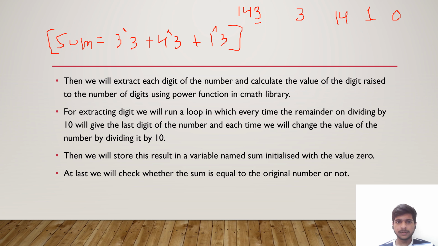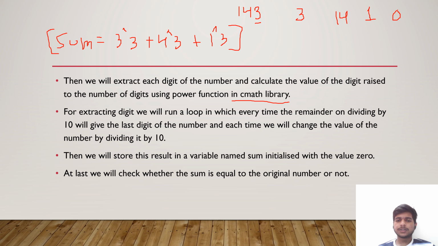So like this way. Then we will extract each digit of the number and calculate the value of the digit raised to the number of digits using the power function, which is included in the CMath library. So we have to include that library in our program. For extracting the digit, we will run a loop in which every time the remainder on dividing by 10 will give the last digit of the number, and each time we will change the value of the number by dividing it by 10.